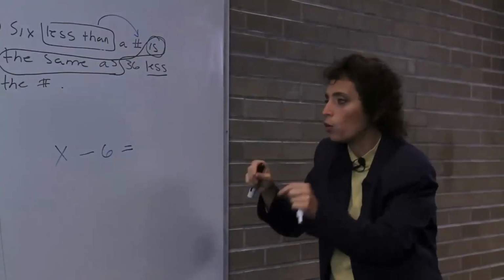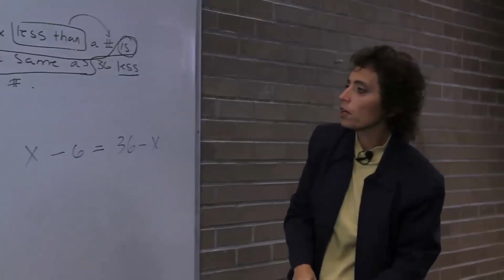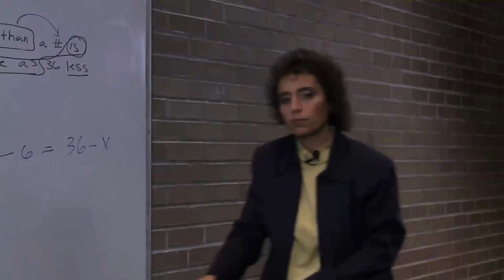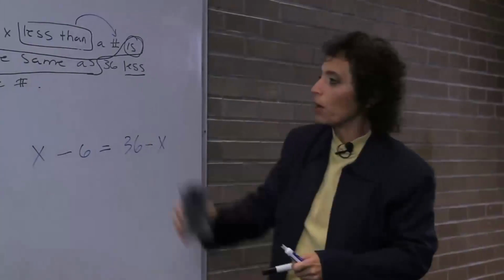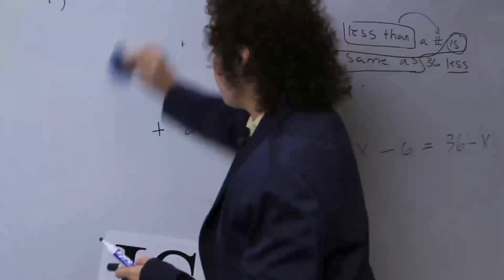It's not less than or from. 36 less the number. Okay? So there we go. That was a great problem. That was a hard problem. That was a good problem. The harder the better, right? All right, let's do number 3.